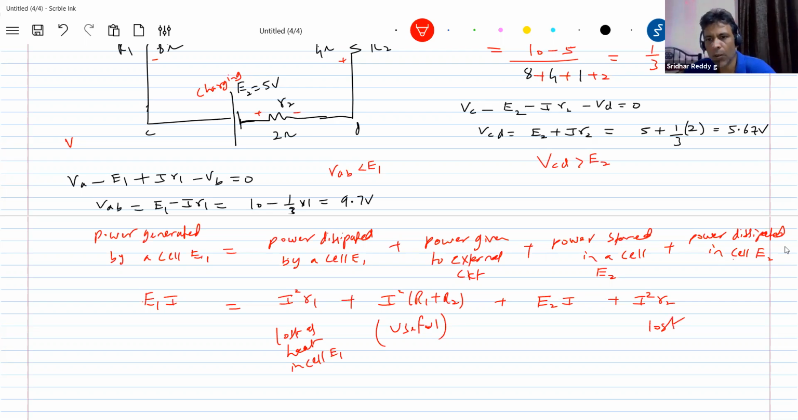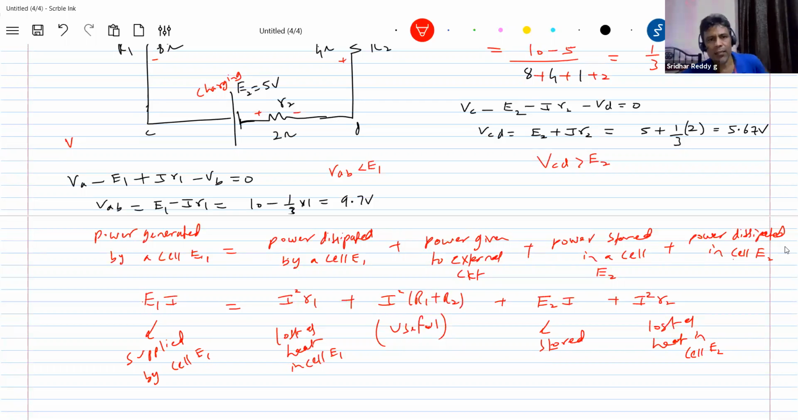This will be lost as heat, this will be useful, no? Will be stored. This will be supplied. Are you getting it, this one?